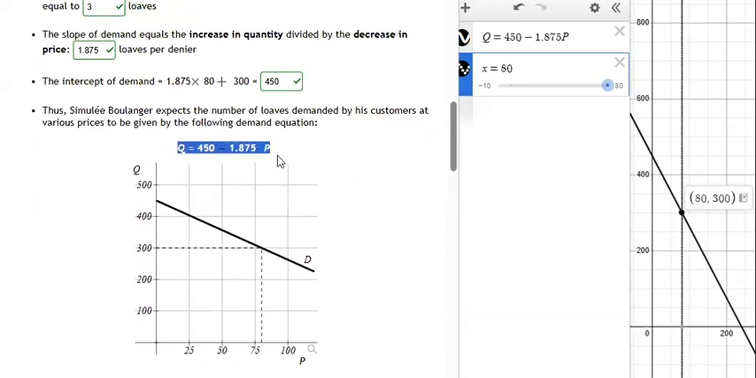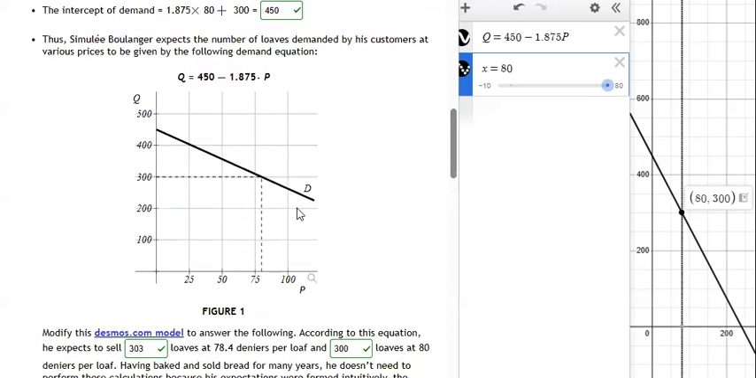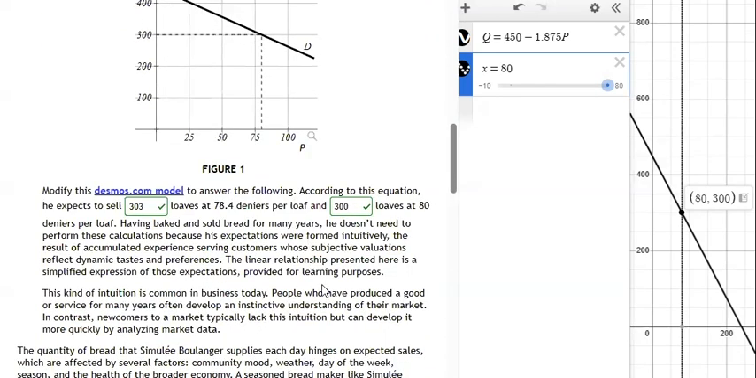This equation here is the expected quantity for a given price based on what we have up here. Initially, when each loaf is 80 deniers, we're consuming 300 loaves. So we just verified that this equation represents expected demand. I didn't say demand, I said expected demand. Having baked and sold bread for many years, he doesn't need to perform these calculations because his expectations were formed intuitively, the result of accumulated experience serving customers whose subjective valuations reflect dynamic tastes and preferences. The linear relationship presented here is a simplified expression of those expectations, provided for learning purposes.